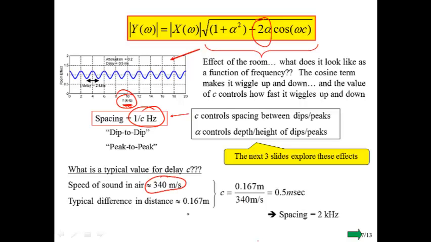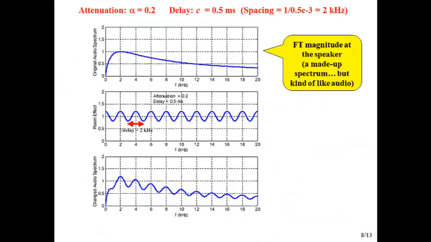Let's say that a typical difference, for a typical small concert venue might be something on the order of 0.2 meters, something like that. I picked 0.167 meters just so it comes out to a nice half millisecond, and that gives us a spacing of 2 kilohertz. So that tells us that this half millisecond delay is a reasonable delay, not something totally unusual. So here is the case that we just looked at, alpha equal to 0.2, delay half a millisecond. So we get our dips and peaks spaced by 2 kilohertz.